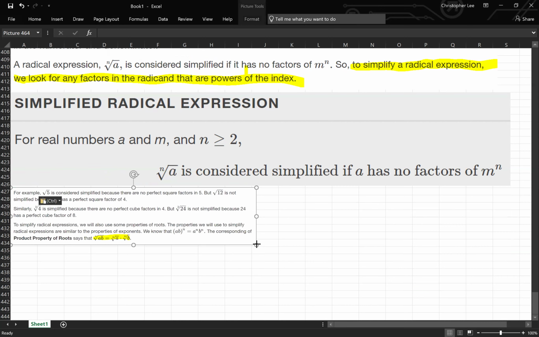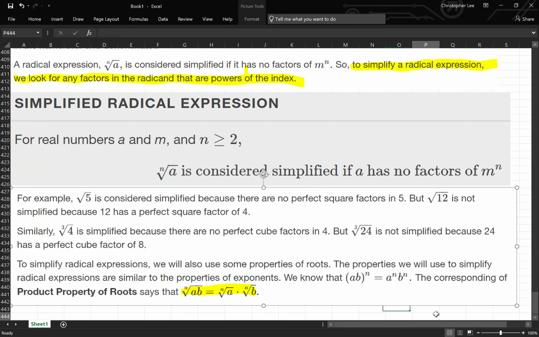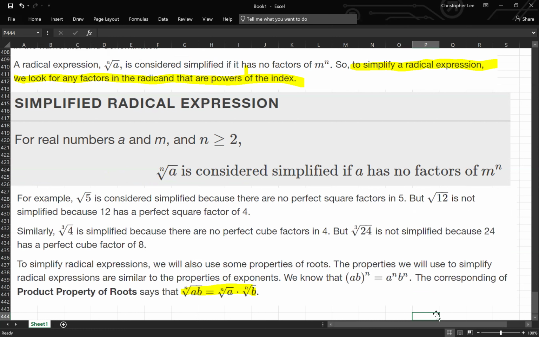For example, the square root of 5 is considered simplified because there are no perfect square factors in 5. But the square root of 12 is not simplified because 12 has a perfect square factor of 4. Similarly, the cube root of 4 is simplified because there's no perfect cube factor in 4. But the cube root of 24 is not simplified because it has a perfect cube factor of 8. So to simplify radical expressions, we will also use some properties of roots.